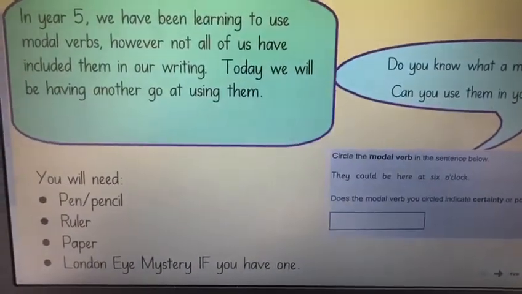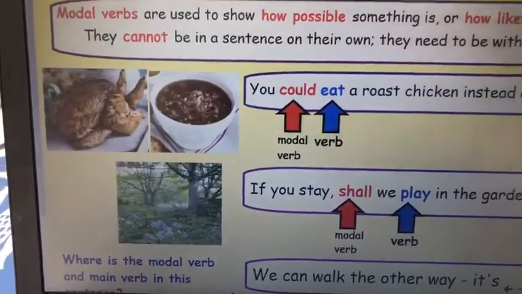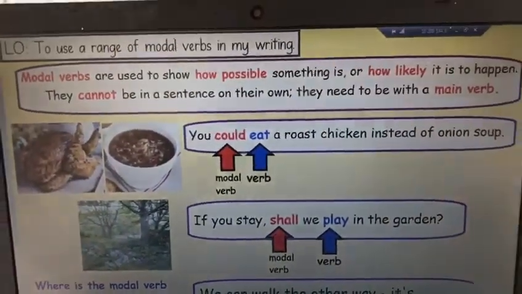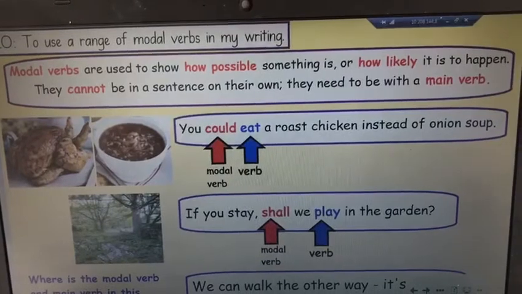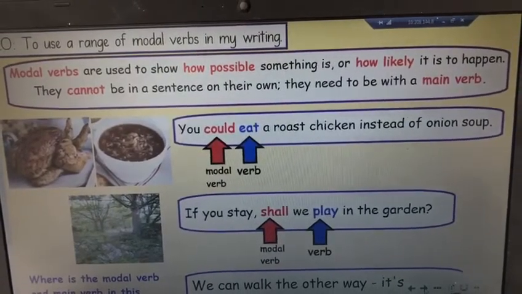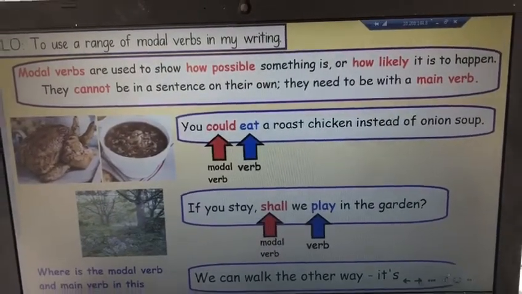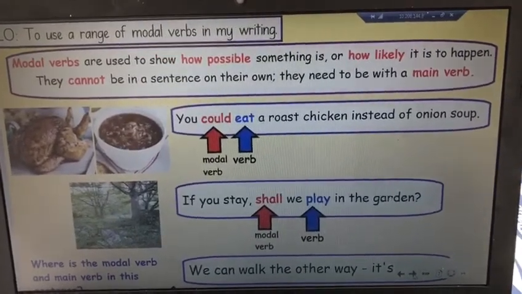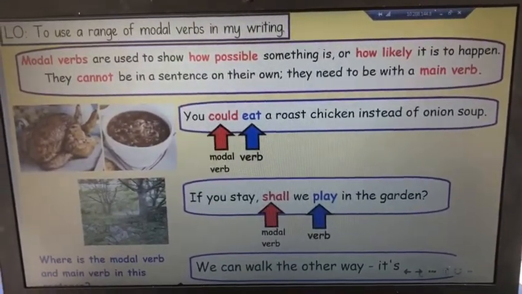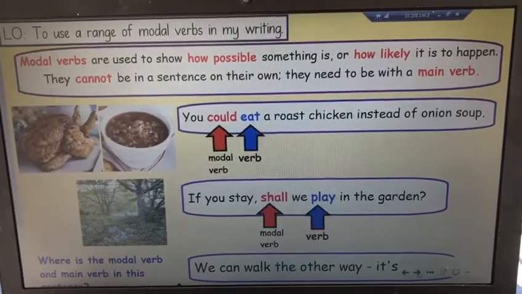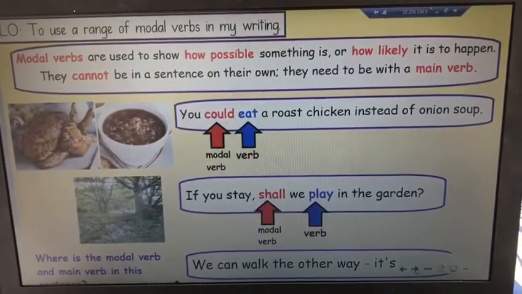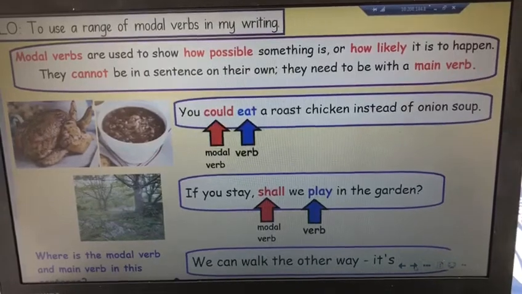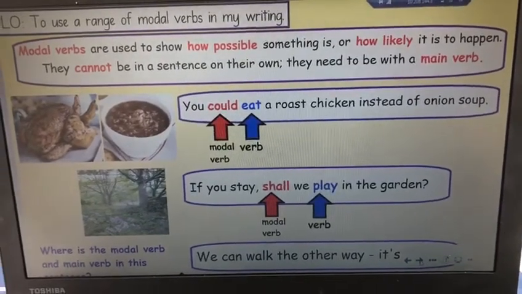Now, modal verbs, as a recap, are used to show how possible something is or how likely it is to happen. They cannot be in a sentence on their own. They need to be with a main verb. So the first thing to do is to identify the main verb in a sentence. Here's an example. You could eat a roast chicken instead of onion soup.